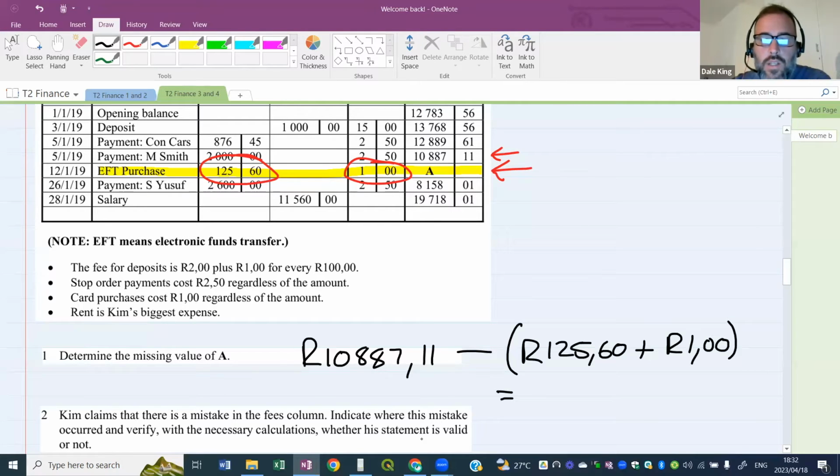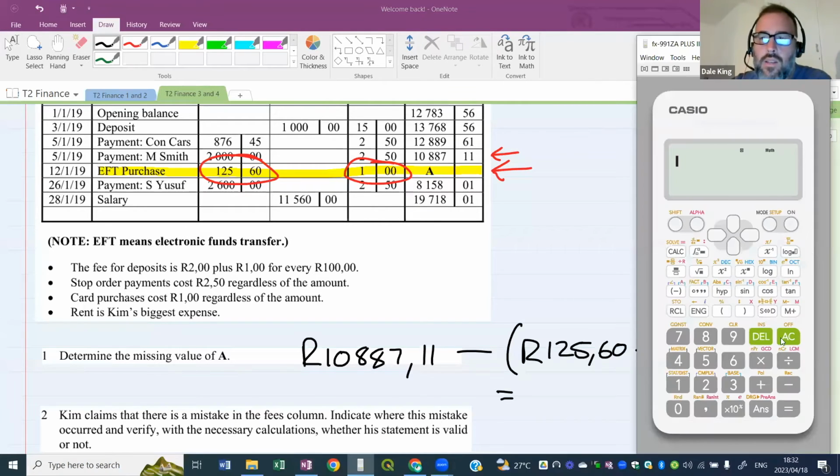I want to see what we get here, so I'm going to get my calculator out. This is how I do it on my calculator, just like I wrote it out. So I'm going to do, whoa, that's a lot of eights. 7.11. Subtract, I use a bracket, 125 and 60 cents, and the fee, which is 1 rand. So I put it in a bracket and I subtract it from the main balance.